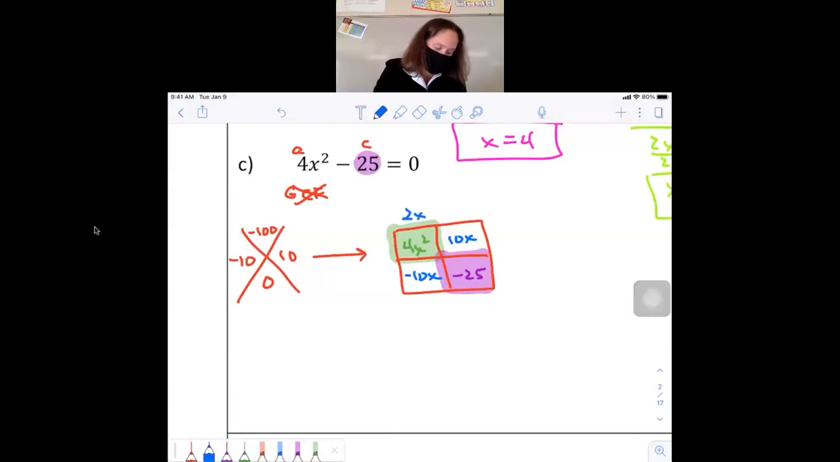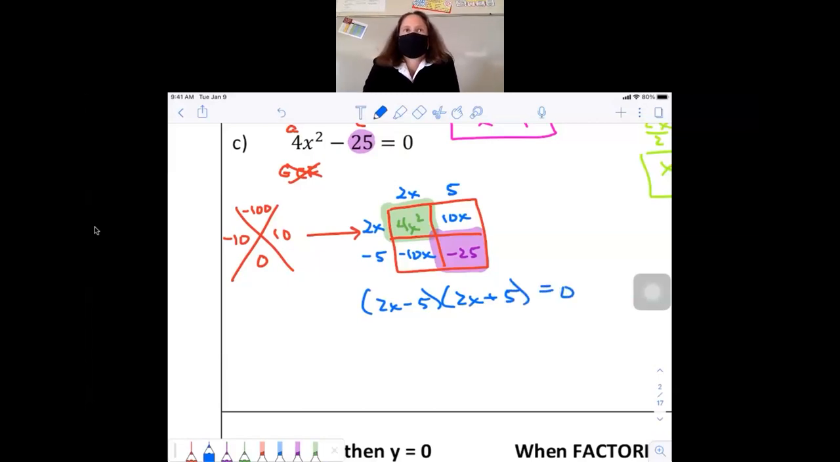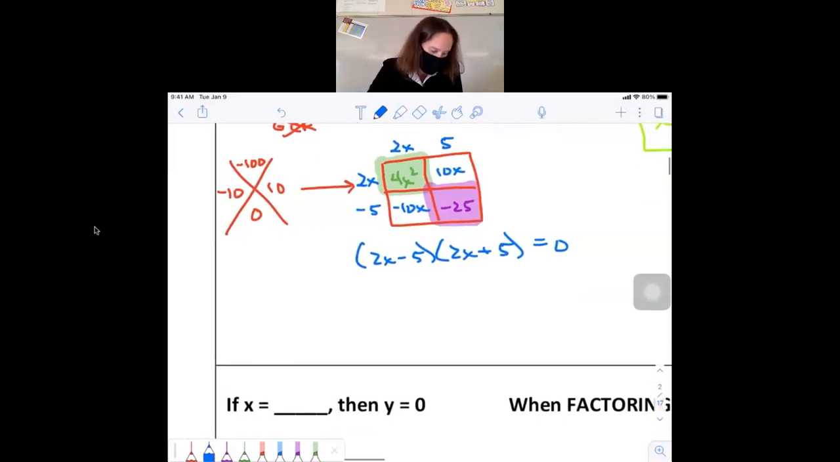So, greatest common factors. What is the greatest common factor between 4x squared and negative 10x? 2x, good. What's greatest common factor between 10x and negative 25? Not x, because negative 25 doesn't have an x, so it's just 5. 4x squared and 10x, or 2x. And then negative 10x and negative 25. Negative 5. So, we have 2x minus 5 in one parentheses, and 2x plus 5 in another parentheses. That equals 0.